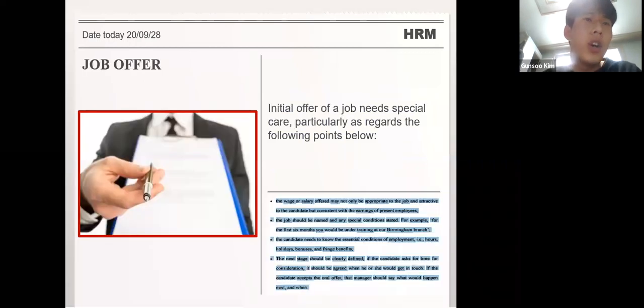After passing through a considerable number of periods and procedures, the job is offered. The initial offer of a job needs special care, particularly as regards the following points. First, it should not be differentiated with the salary. Second, the special conditions regarding the job should be stated. And the essential conditions of employment should also be known. And lastly, the next stage should be clearly defined to the successful candidate.